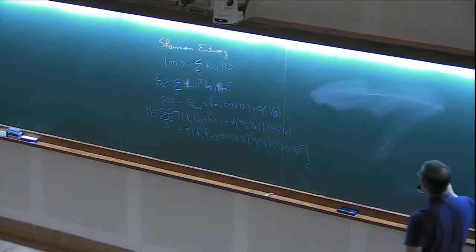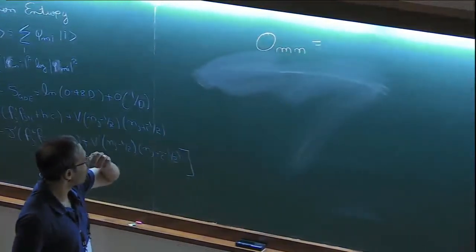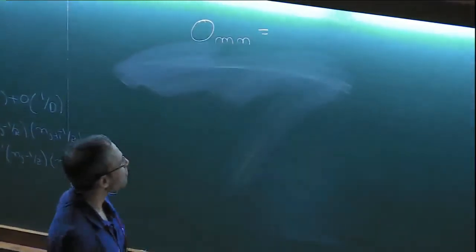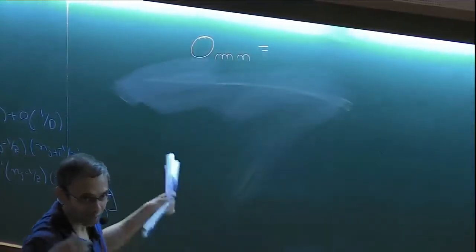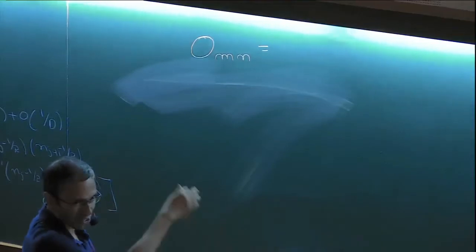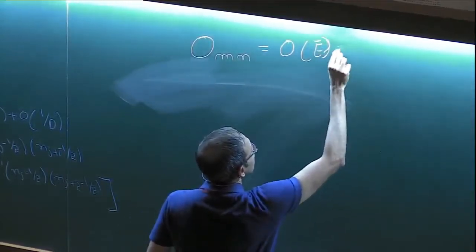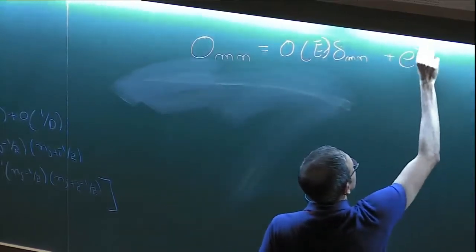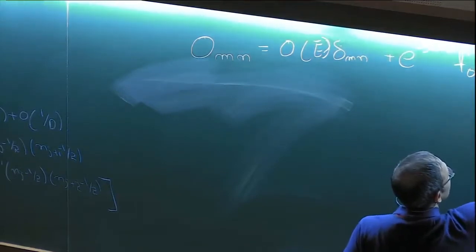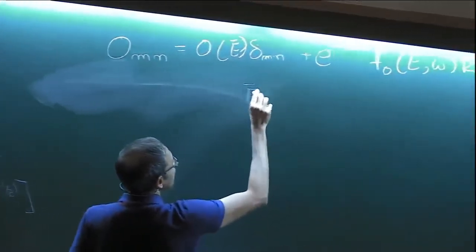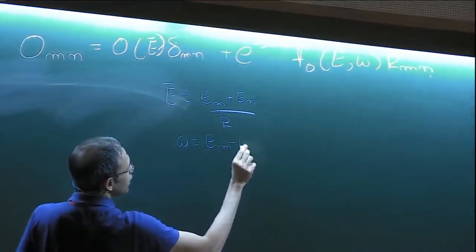In the eigenstate thermalization hypothesis, what we said was that if you looked at the matrix elements of some typical macroscopic observable between eigenstate M and N of a Hamiltonian which thermalizes, which is non-integrable, then this has the form, where E bar is equal to (EM plus EN) by 2, and omega is equal to EM minus EN.